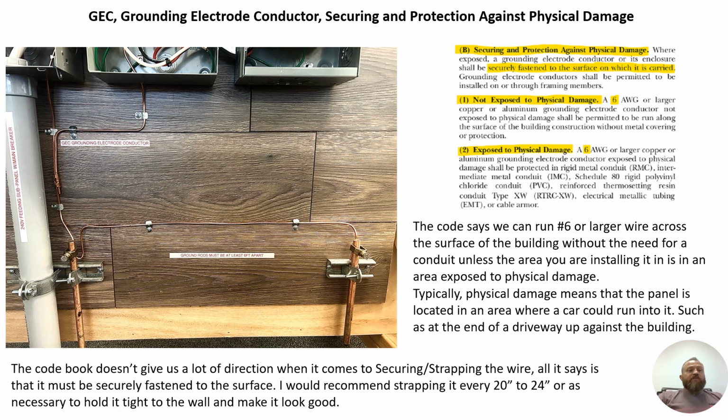Next, I'd like to go over the grounding electrode conductor, how to protect it and secure it. The code says we can run a number 6 or larger wire across the surface of the building without the need for a conduit, unless you are installing it in an area that is exposed to physical damage. Typically, physical damage means that it's installed in a location where a car could run into it, like you would see at the end of a driveway.